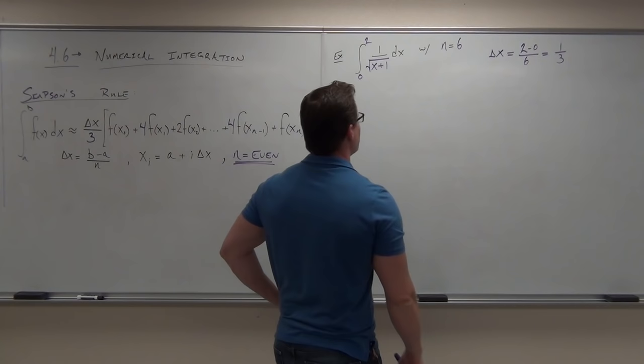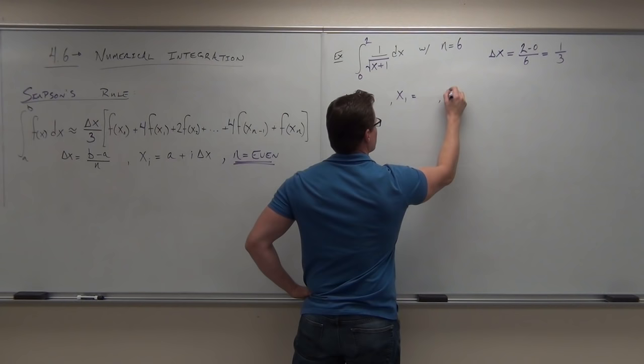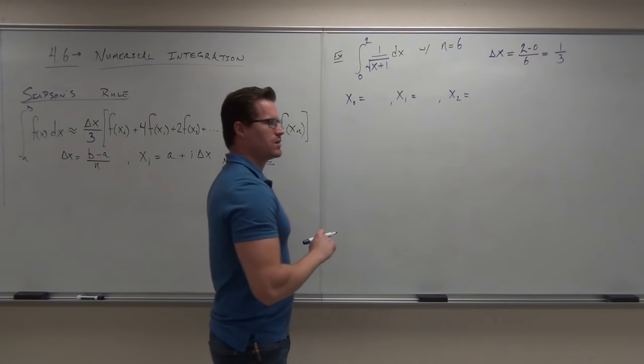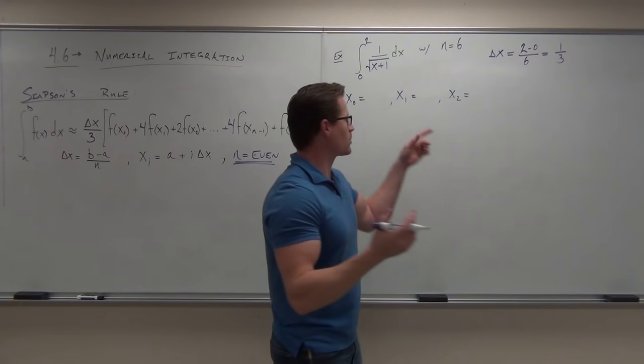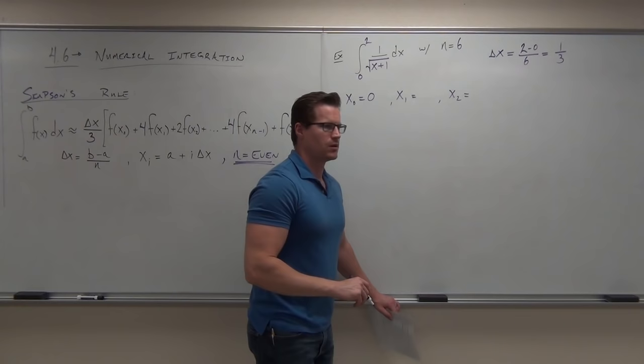So we want x sub 0, x sub 1, x sub 2 and so on. What's x sub 0 going to be? Say it louder. 0. Yeah, you start with a. 0, no problem. Now, if x sub 0 is 0, what's x sub 1? 1/3. Yeah, it's going to be 1/3.